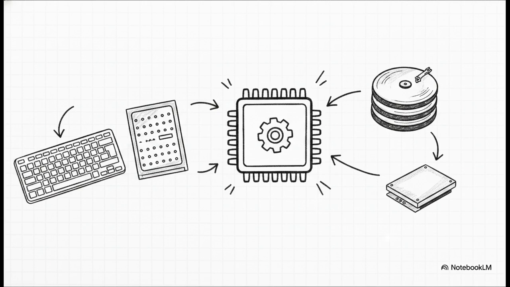Attached to it are input devices, like the keyboard you type on, or older tech like card readers, which feed it data. And when that data needs to be saved for the long haul, we use secondary storage devices, like magnetic disks or solid-state drives. It's a perfectly orchestrated team of hardware, working totally in sync.